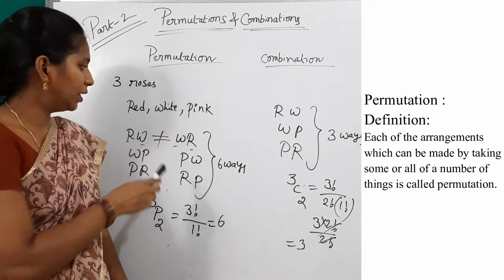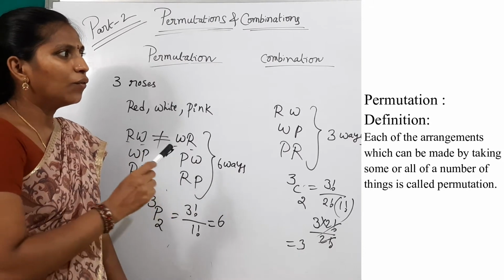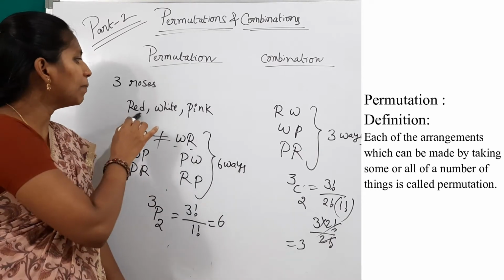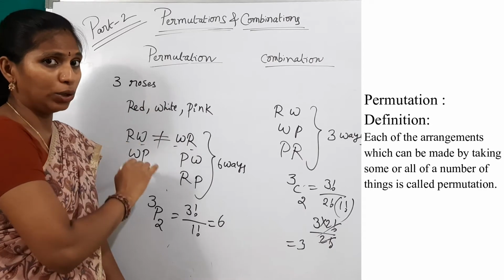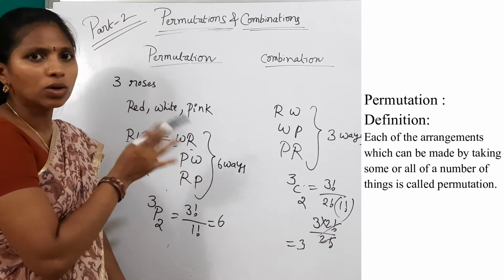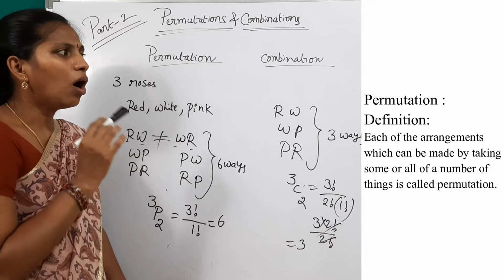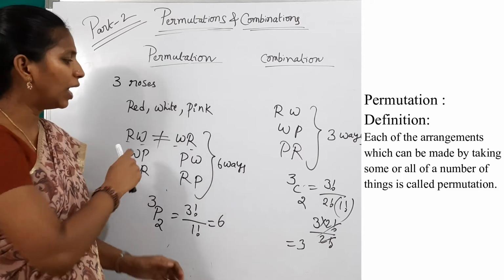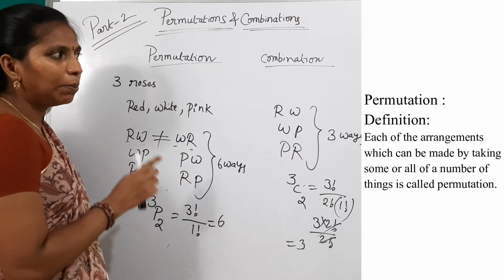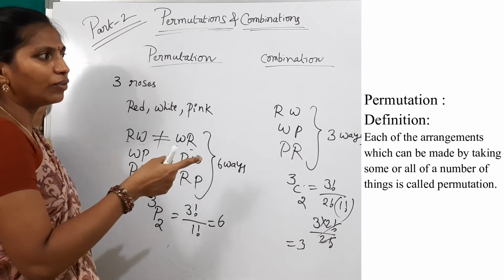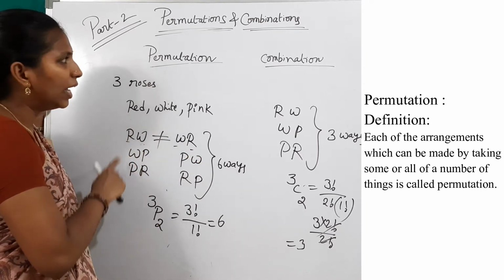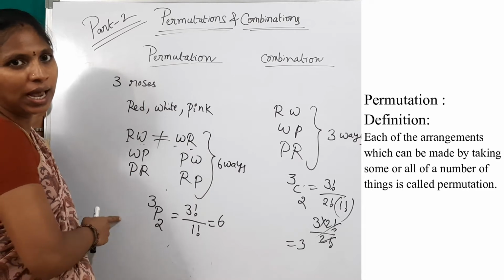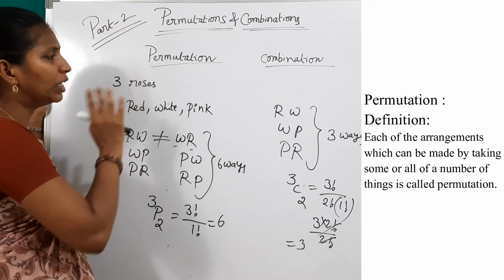Now see what is a permutation. Each of the arrangements which can be made by taking some or all. Some means I want to take only 2. Some or all means all 3. Each of the arrangements which can be made by taking some or all of a number of things is called a permutation. In this permutation concept, arrangement is very important. Arrangement means a permutation, and order matters. Order is very important in permutation.